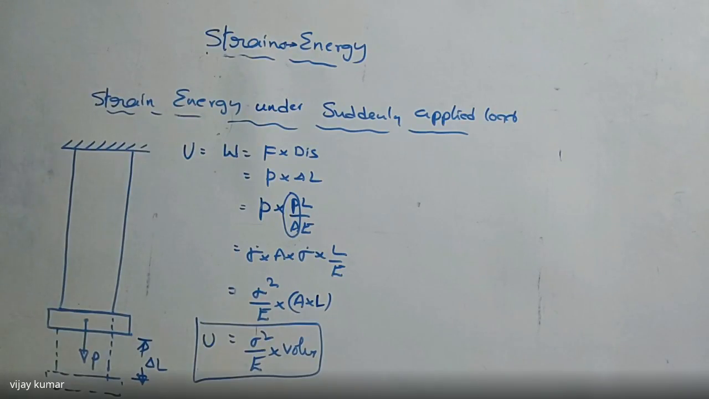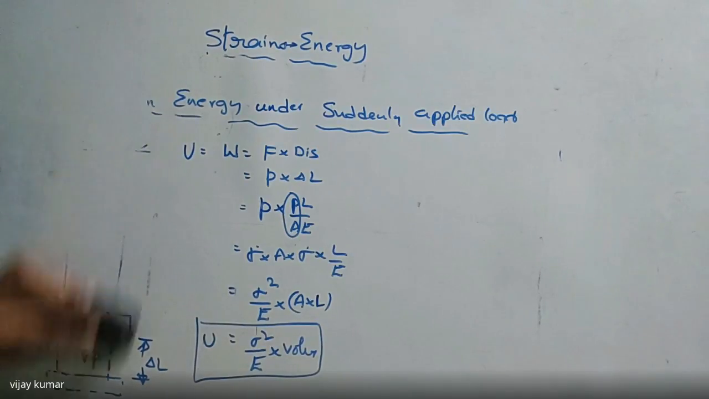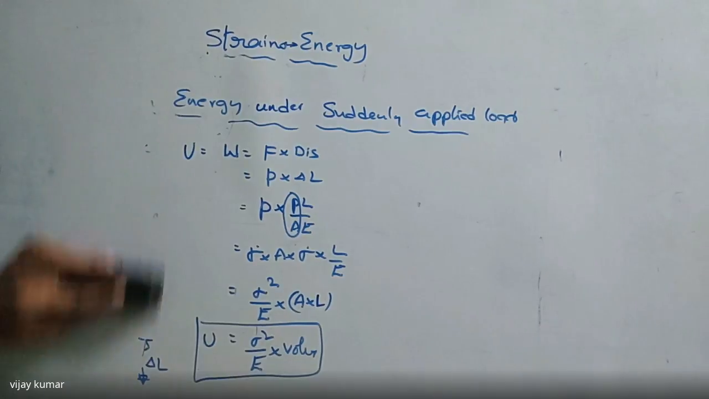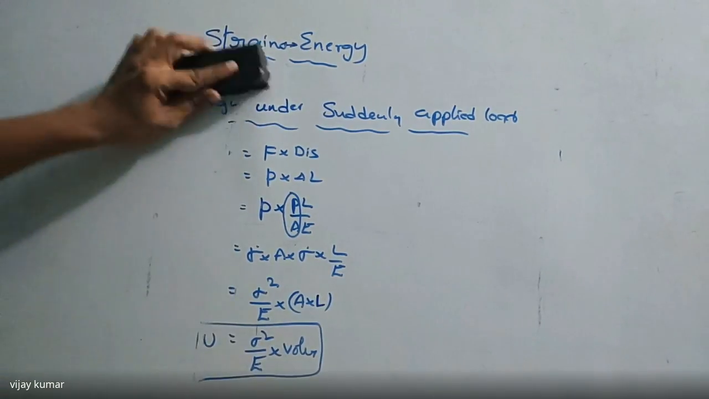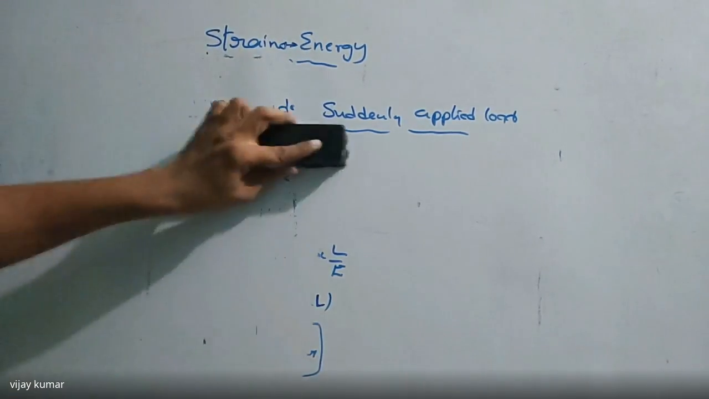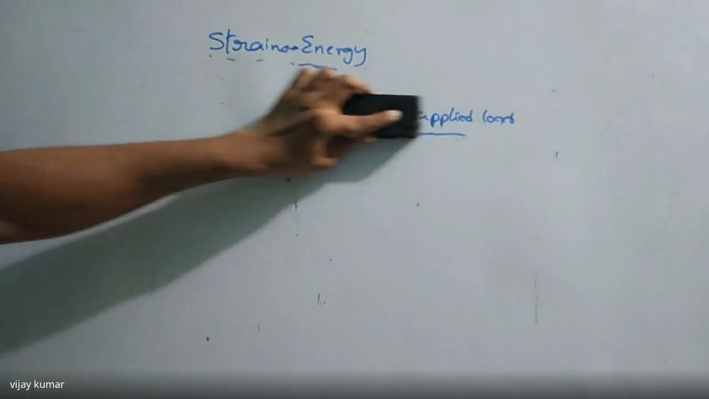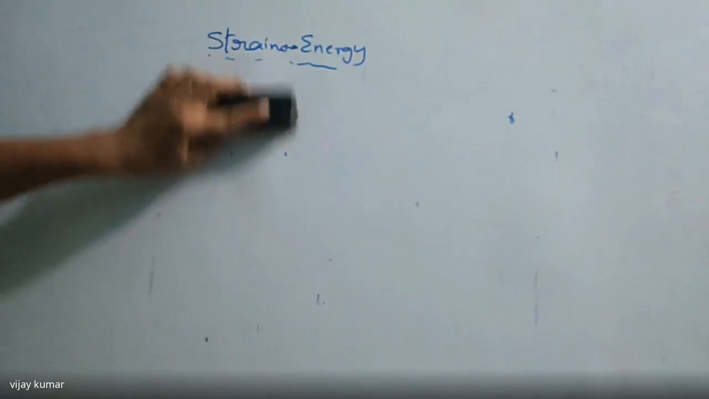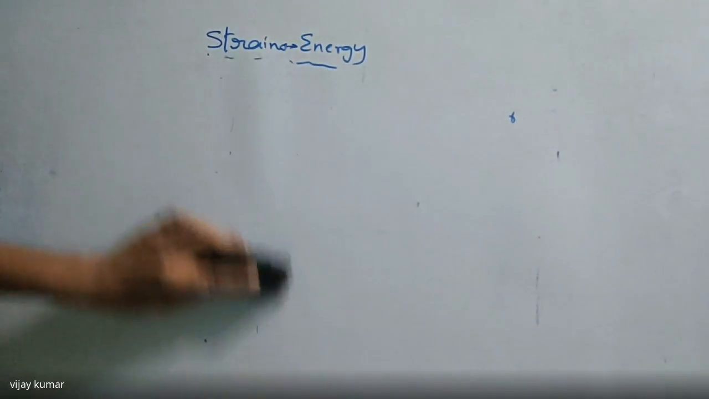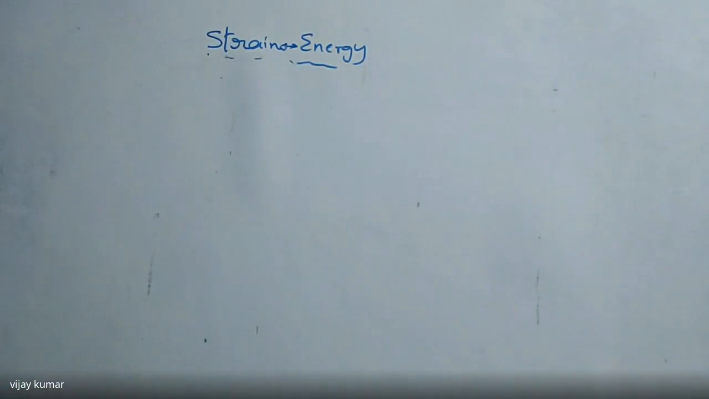Now I'm going to give it to you. What is the strain energy of impact load now? Impact load means it is not a gradually applied load and it is not a suddenly applied load. Impact load means the repeated loads. Now see this one. We are going to apply impact load.